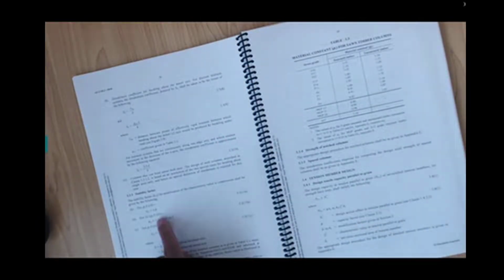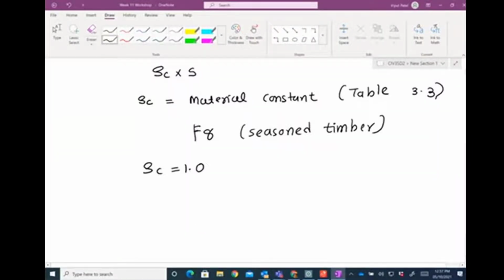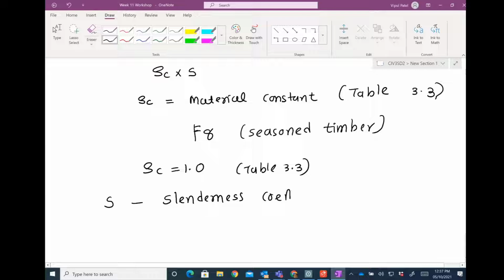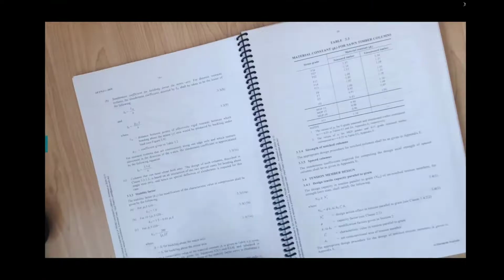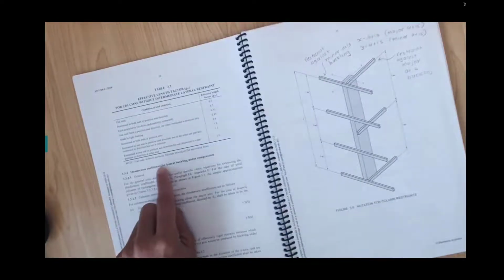And then you need to calculate this S. Now S requires some explanation. Rho C is coming from Table 3.3, and I already explained that. Now S, what is S called? S is called the slenderness coefficient. Where does this name come from? If you come back here, that is the slenderness coefficient for lateral buckling under compression.